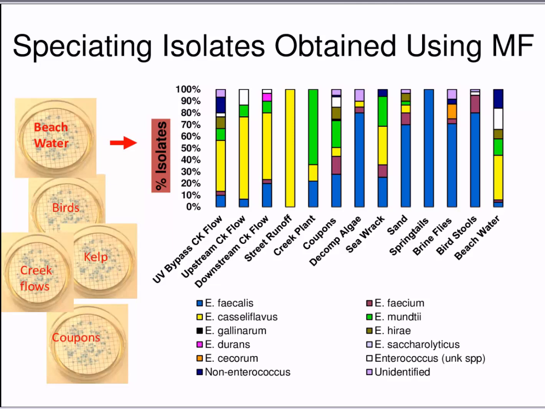So basically what you're looking at is a pattern of the species distribution in each sample so that you can compare across sample types. You can see on the far right, this is the distribution of Enterococci species that was found in beach water, which looks very different from what we saw in the creek flows. So this is what I mean by doing further characterization and using speciation.